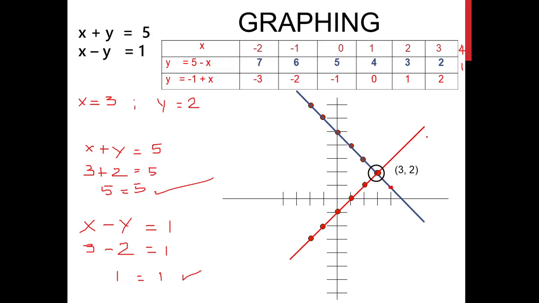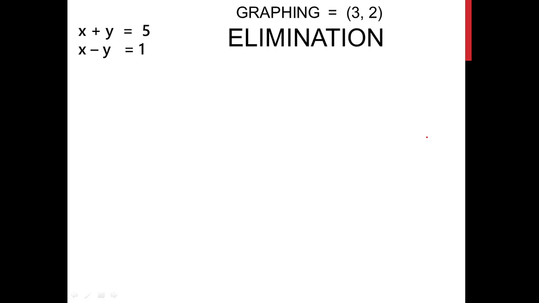Now let's try another method. We already have the graphing method. Let's use the same equations. We know that when we use the graphing method, we come up with the value of x as 3 and the value of y as 2. Let's see if we could come up with the same values if we use the elimination method.